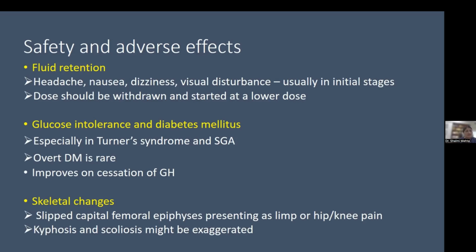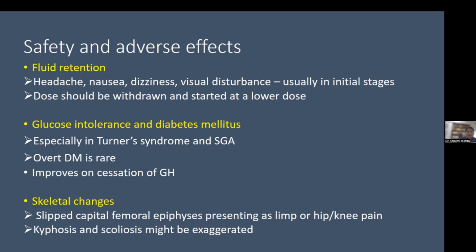Glucose intolerance and diabetes mellitus, remember, there has been no frank case of diabetes reported because of growth hormone treatment. But per se, in kids of Turner syndrome and SGAs, they have an increased risk of developing the metabolic syndrome later in life, right? So again, remember regular monitoring. So we would do a fasting blood sugar and HbA1c on a regular basis when somebody is on growth hormone treatment.